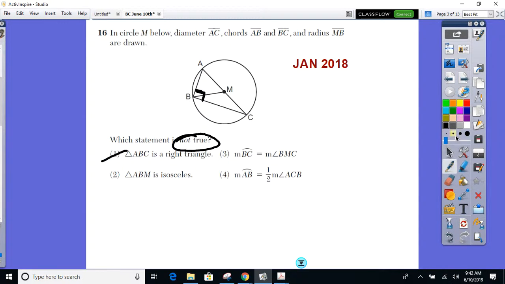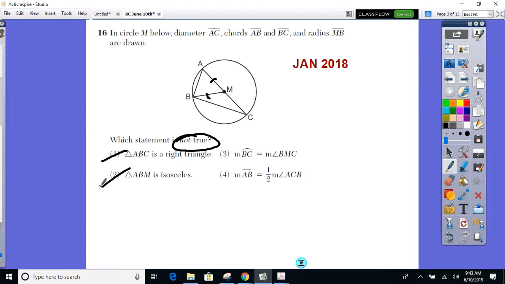All right, kids. Do you think ABM is isosceles? Can we back ourselves up? Isosceles has two congruent sides. Madeline, where are my two sides? Because those are radii. Radii are always congruent in a circle. Good job, everyone. So that's a true statement.